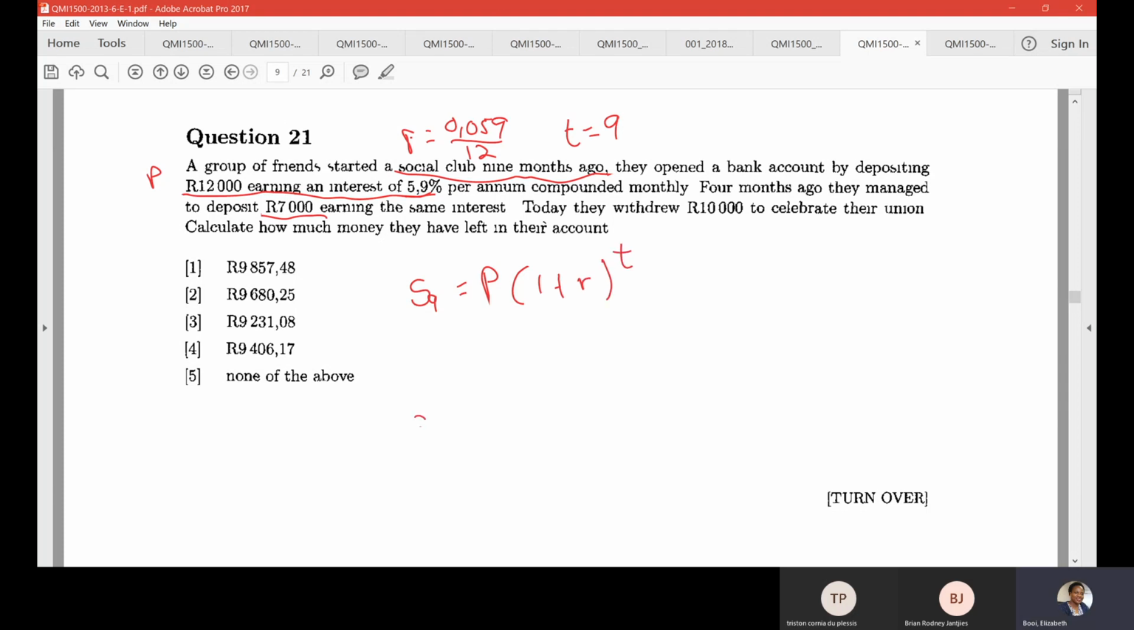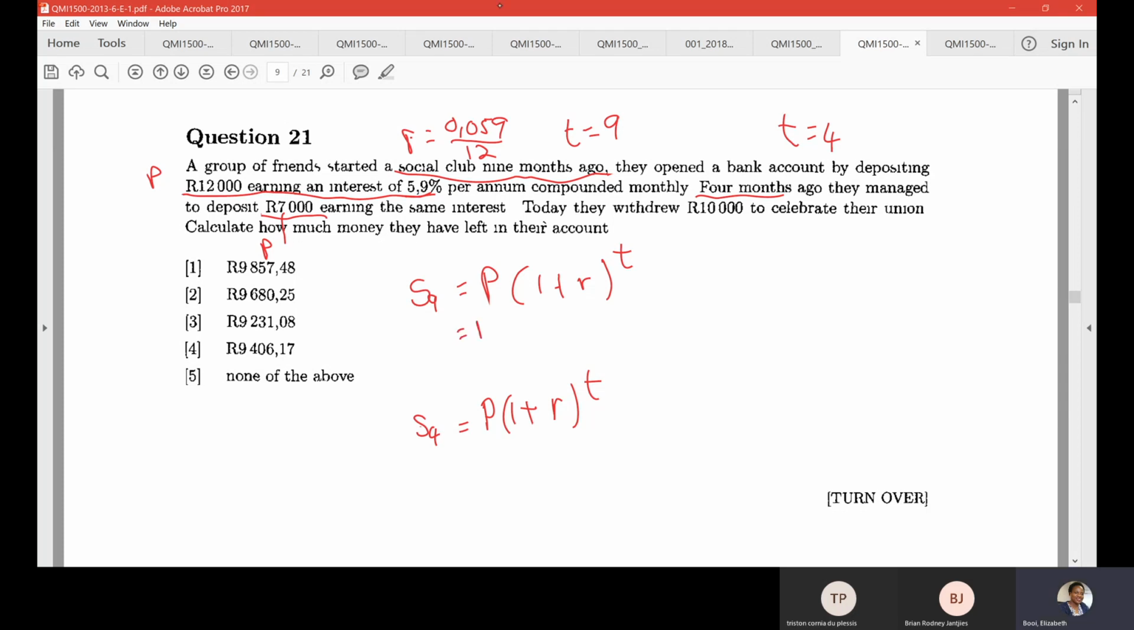And then you will also have to calculate your S for 4 months ago. It's also moving forward. You will calculate your P, 1 plus your R to the power T. So in this instance, this is your present value. Interest are the same, so your interest will be 0.59. And your T for this one will be 4. And then just substitute into the formula.